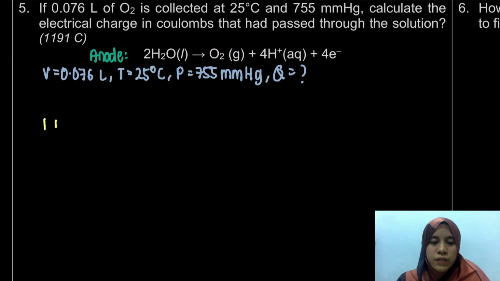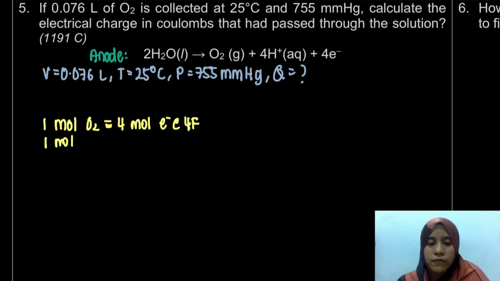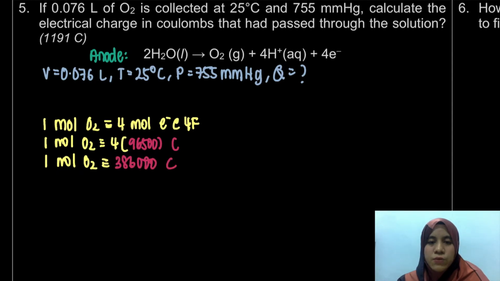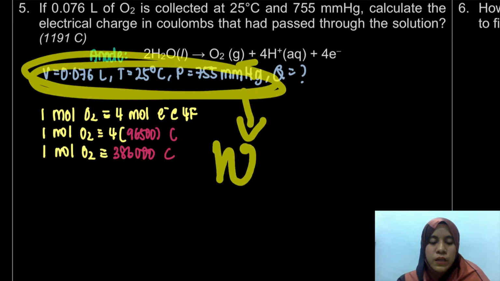So from here, 1 mole of oxygen is equivalent to 4 mole of electron. So 4 mole of electron is the same as 4F, which is equal to 4 times 96,500 coulomb. Okay, so we get the value to be 386,000 coulomb. So this is actually the theoretical value for 1 mole. From this value, how many mole?